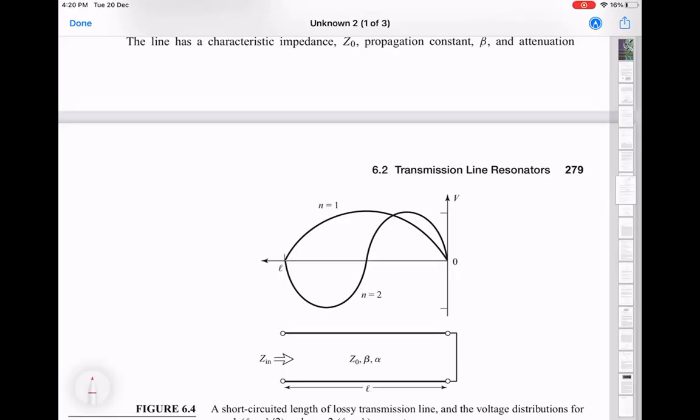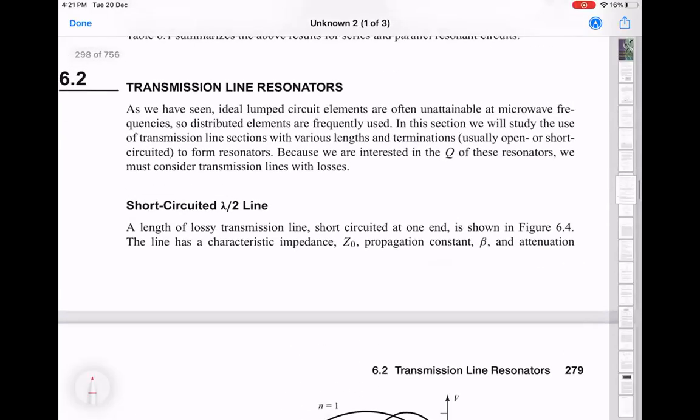It's kind of a strange thing because even if you look at the first sentence in this section, it says, as we have seen, ideal lumped circuit elements are often unattainable at microwave frequencies. So distributed elements are frequently used. But this also only works at a very narrow range of frequencies. What they are basically trying to say is that for any reasonable parameters for L's and C's you might want at microwave frequencies, they might not be ideal at all in any sense. Whereas this is going to be very, very ideal. You will have an effective L and an effective C, which corresponds to that particular resonance.